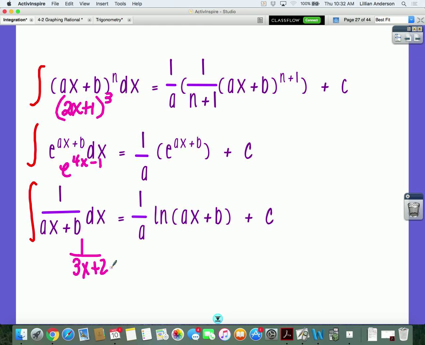And it's pretty straightforward. But the thing is, they're not on your reference book. You have to know these, okay?